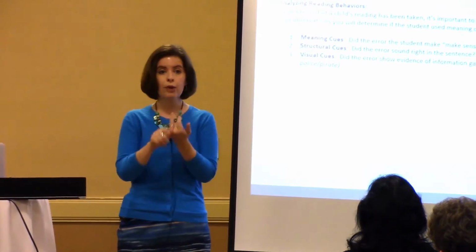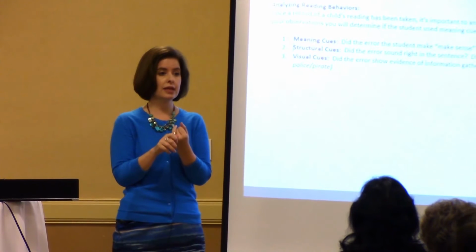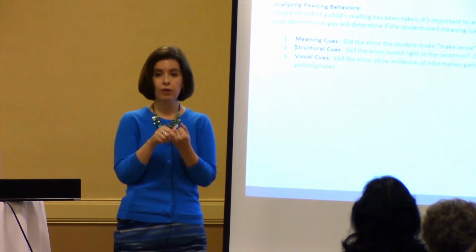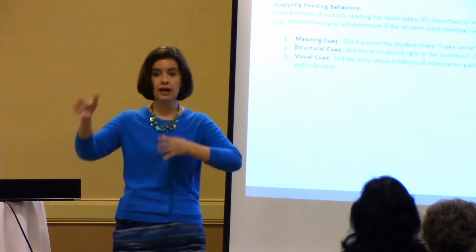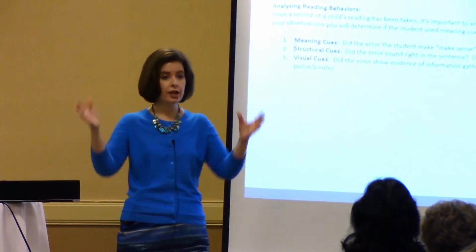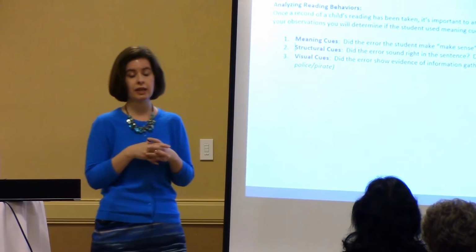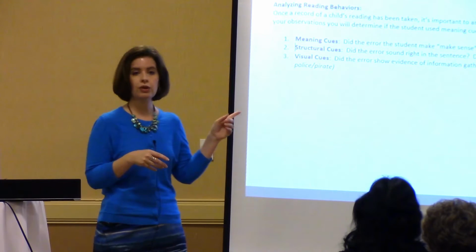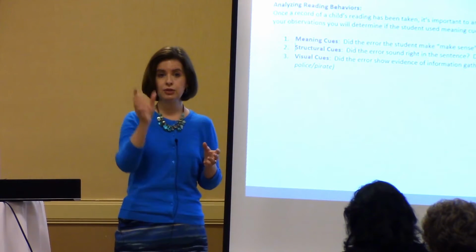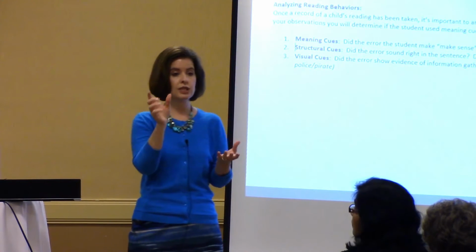So I'm going to take a look at the first error, and I'm going to say, okay, did they use meaning? Does the word that they put in there mean about the same thing as the text word? Well, if it does, then I know that they're using context clues, and that's a good thing, right? They're paying attention to the sentence and the passage around it. Structural clues: did they substitute, let's say the word in the text was a verb.